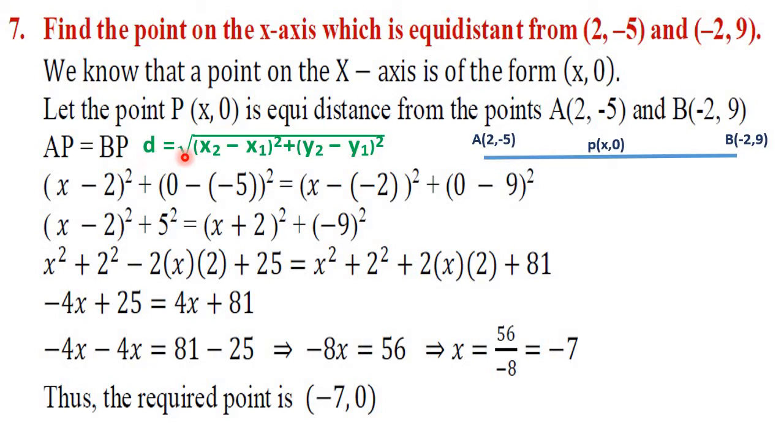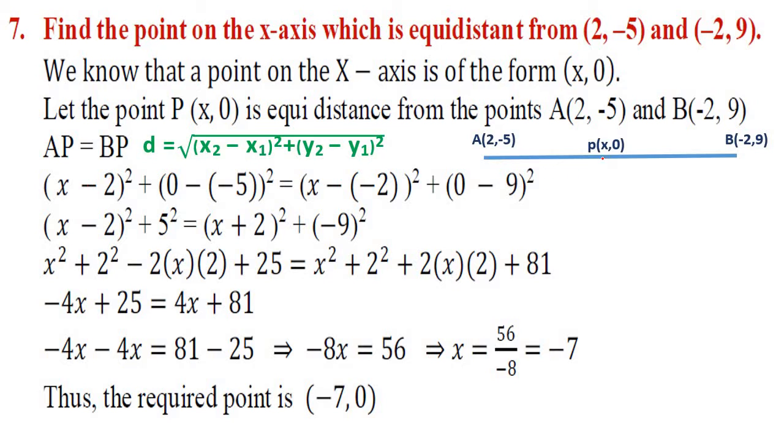The distance formula is given by d equals the square root of (x2 minus x1) whole square plus (y2 minus y1) whole square. So we can cancel the root which is there on both sides. So we can remove this square root.